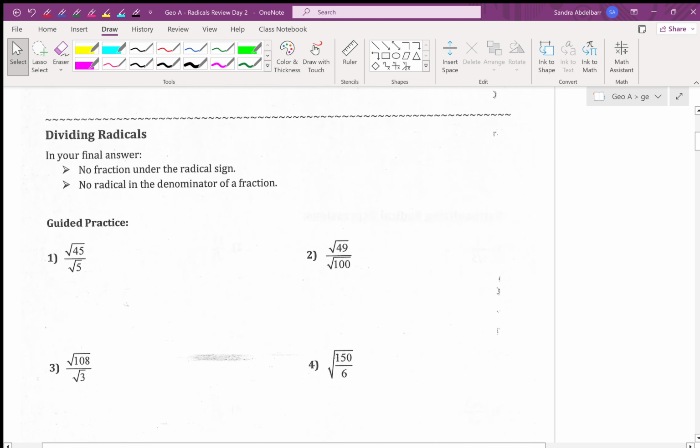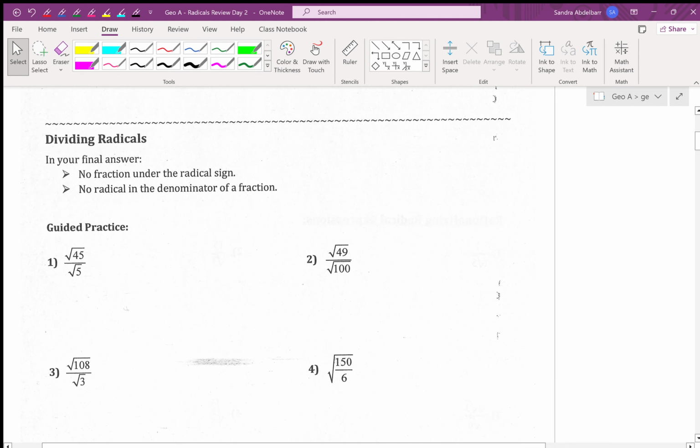So yesterday we did simplifying, adding, subtracting, multiplying radicals. Today we are going to talk about dividing radicals. A couple of things you need to know. We all know the fraction bar means division, right?